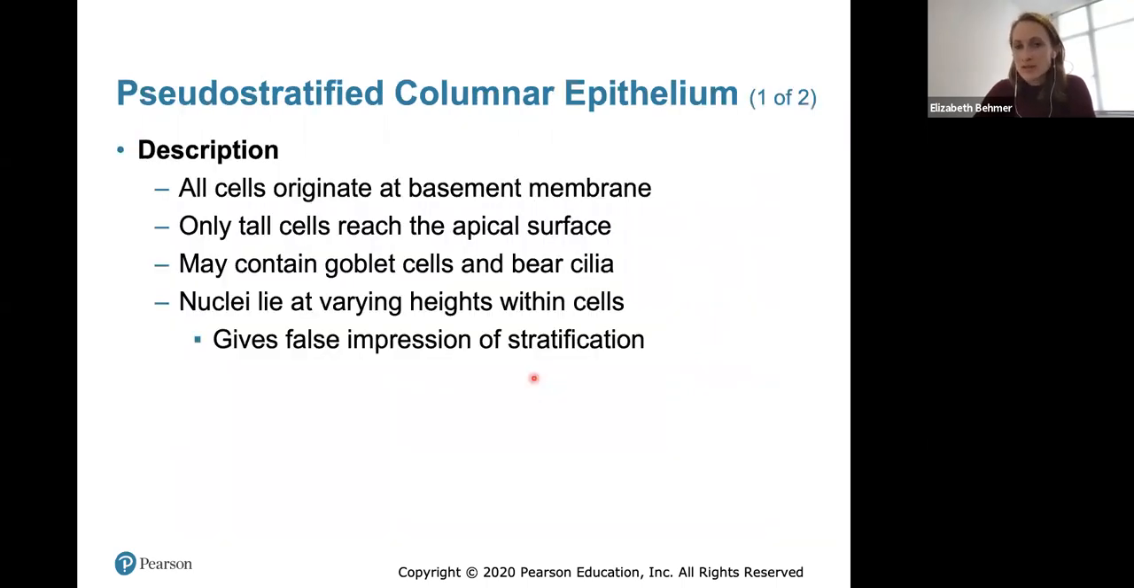Pseudostratified columnar is one of our specialized types of epithelium, where all cells will originate at the basement membrane. Only the tall cells reach the apical surface. They may contain goblet cells and bear cilia, and the nuclei can lie at varying heights within the cells. And this gives a false impression of stratification, and that's why we call it pseudostratified.